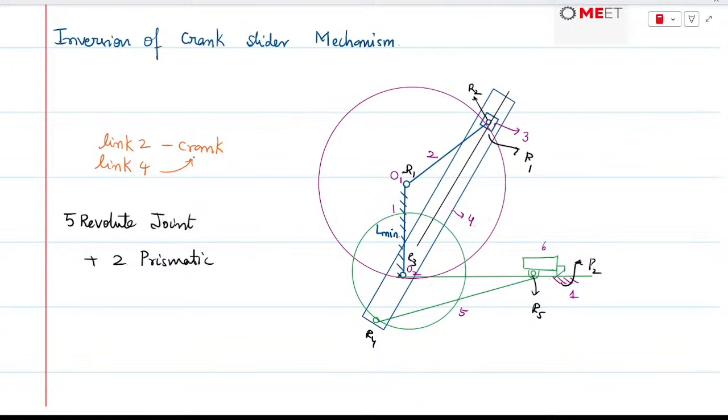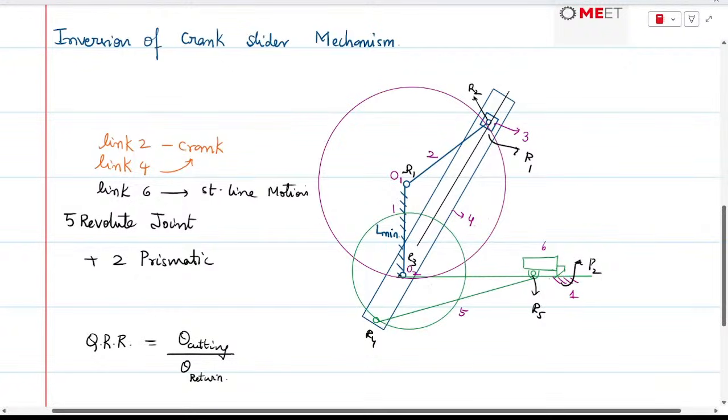So link 2 is in circular motion and link 4 is in circular motion, and link 6 is going to have straight line motion. And quick return ratio formula is given by cutting angle divided by return angle. So kindly go through the sketch thoroughly and understand the working.